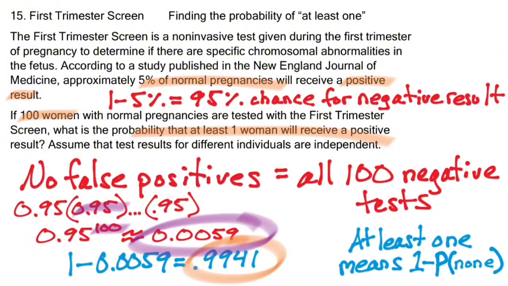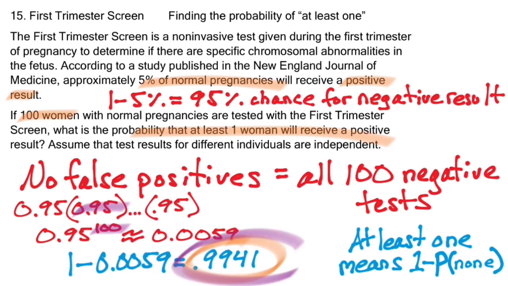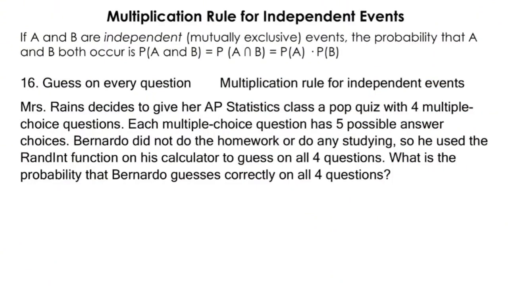And when you do that calculation, you get 0.0059, subtract that from 100%, and you are left with 0.9941. There's a 99% chance that out of 100 women, one of them is going to have a positive result for the first trimester chromosomal abnormalities. Last part, if A and B are independent events, the probability that A and B both occur is multiplying the probabilities together. We already kind of talked about this with independent events. You just multiply the things together.